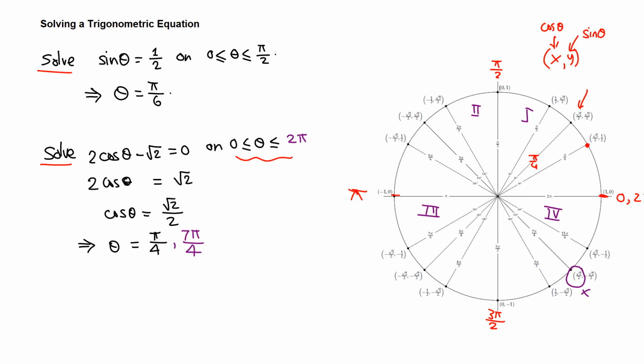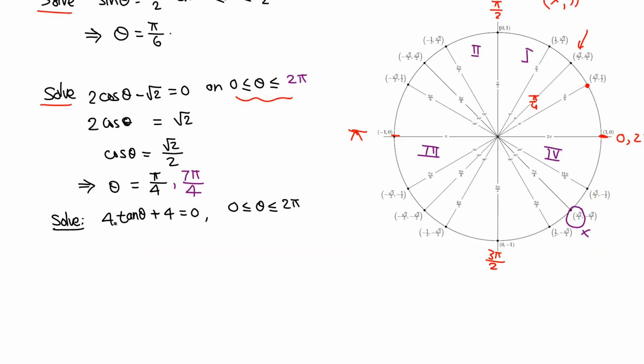Let's do another example. Solve 4 tangent theta plus 4 equals 0, and theta is in between 0 and 2 pi. That means we need to look at all 4 quadrants. First, we want to isolate the trigonometric function, which happens to be tangent in this case. Subtract 4 from both sides. So 4 tangent theta equals negative 4. Now divide by 4. Tangent theta equals negative 1.